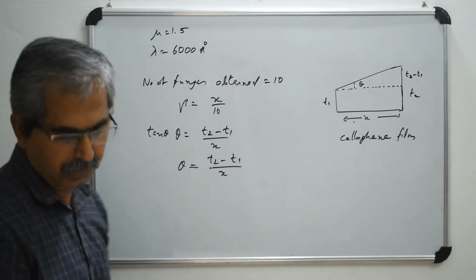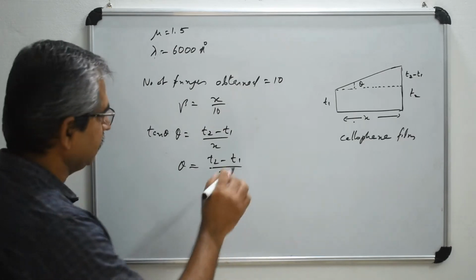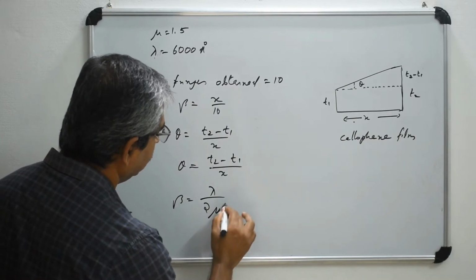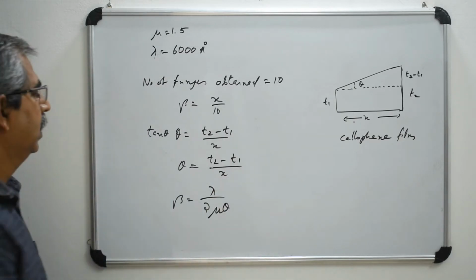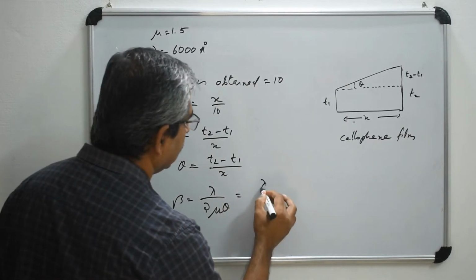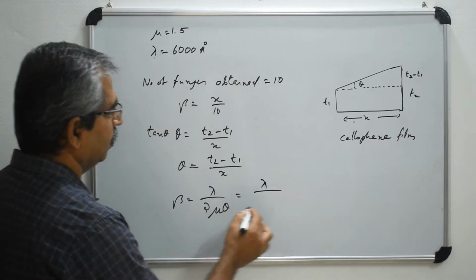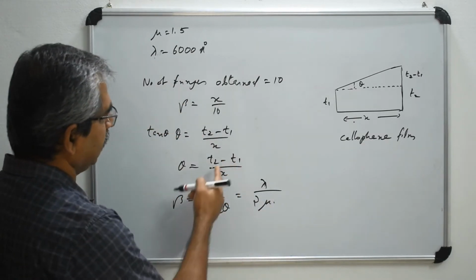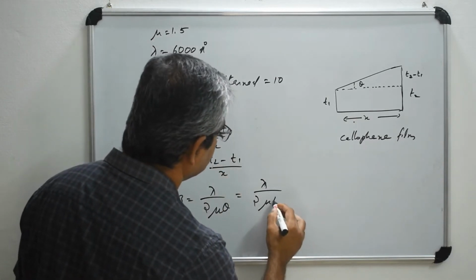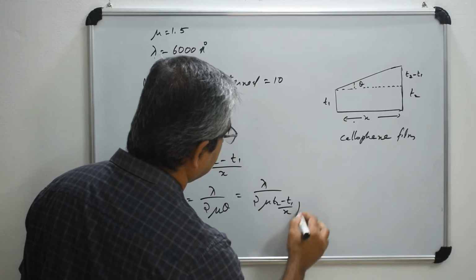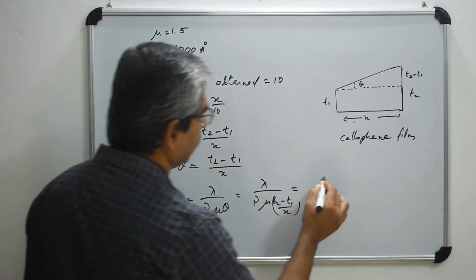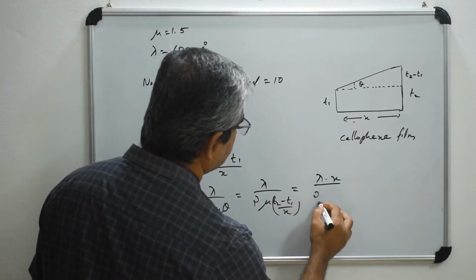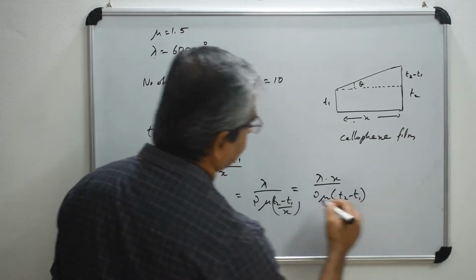Now, we can write the equation for beta. Beta is equal to lambda by 2 mu into theta. And this is equal to lambda by 2 mu into, what is theta? Theta is equal to T2 minus T1 by x. So that x goes to the numerator. It is lambda into x by 2 mu into T2 minus T1.